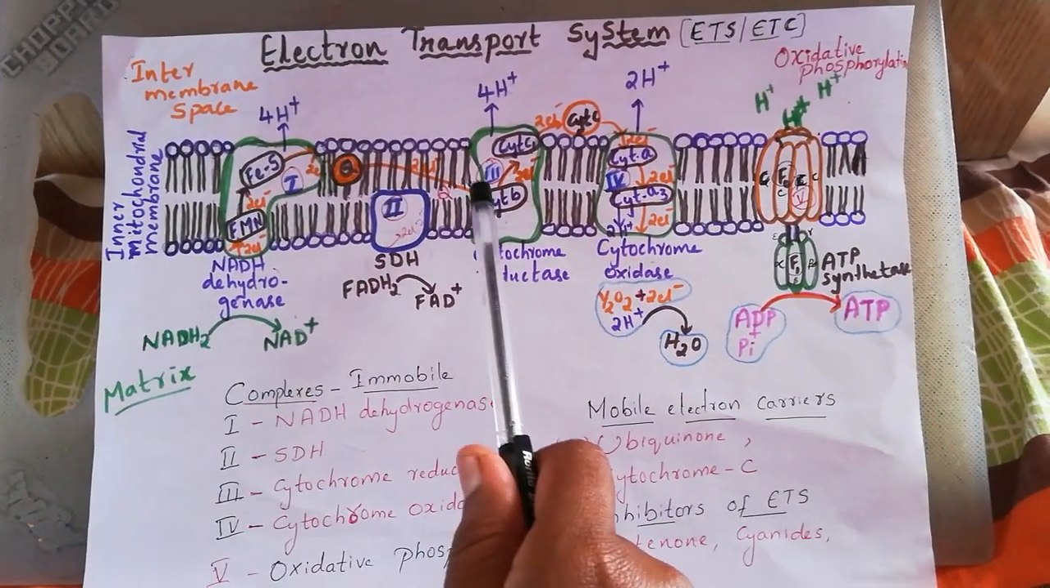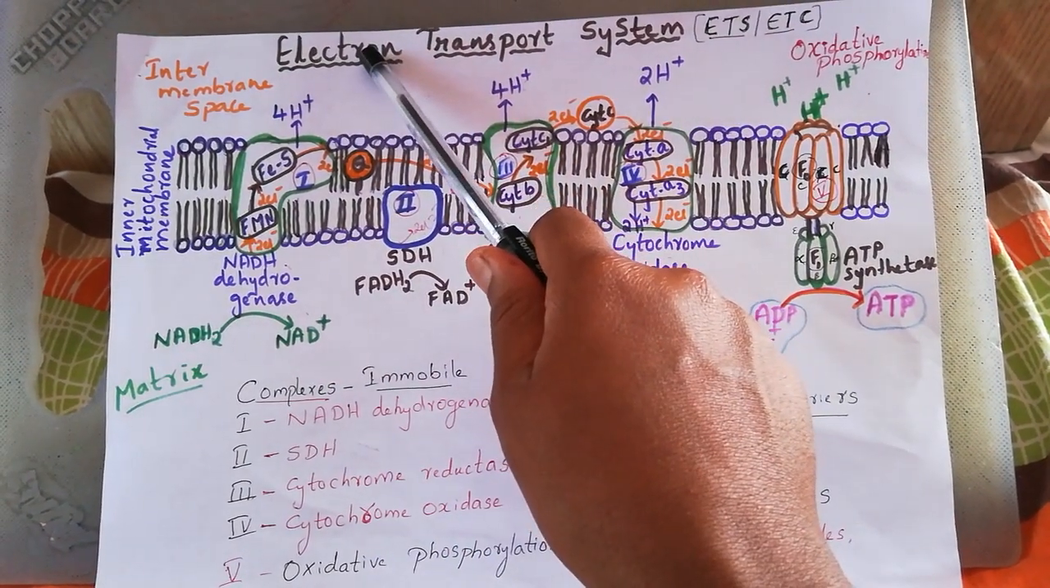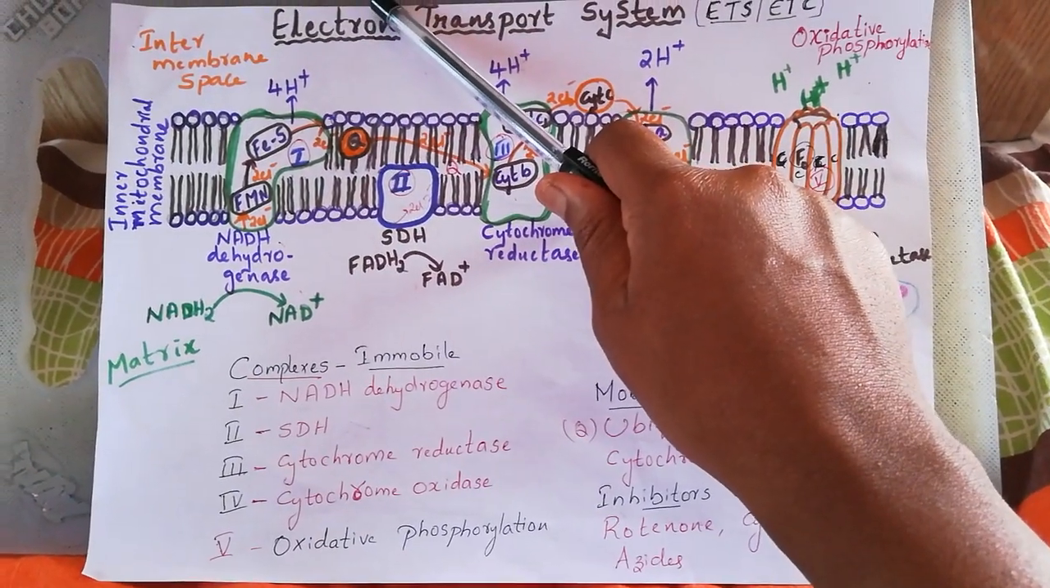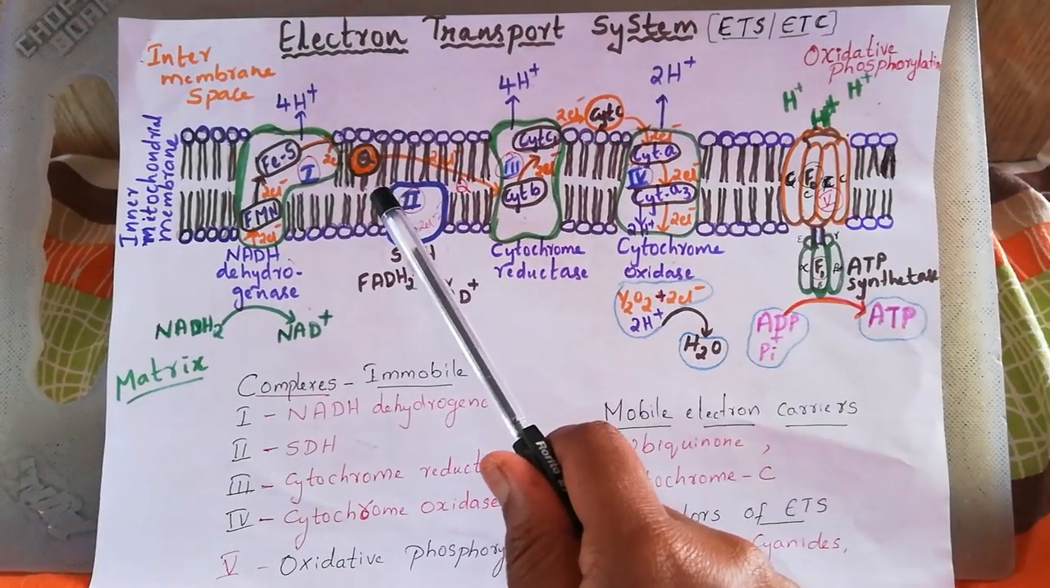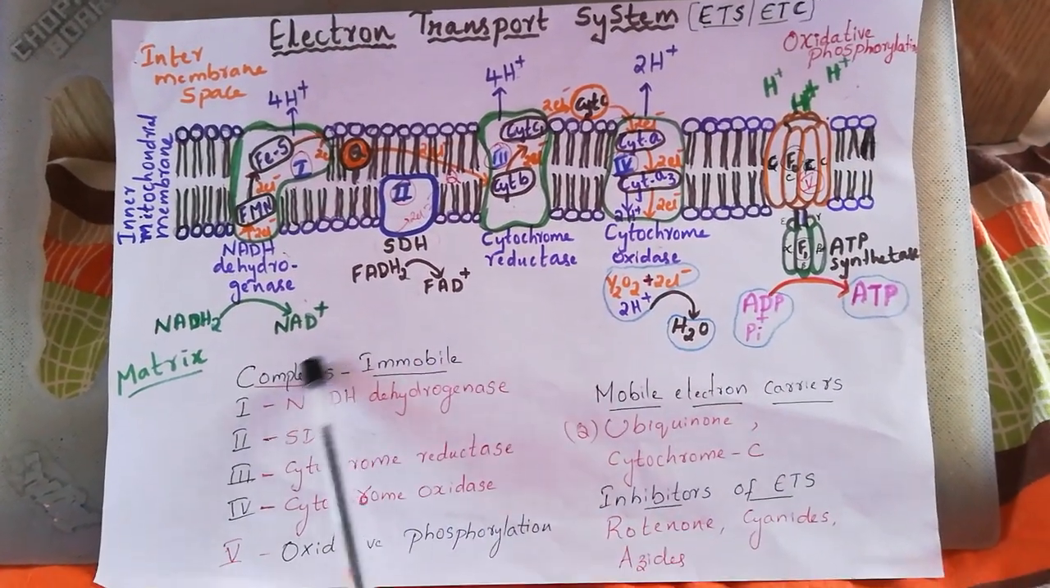So this is the inner mitochondrial membrane. Next is the intermembrane space between the inner and outer mitochondrial membrane. And next, inner to the inner mitochondrial membrane is the matrix.